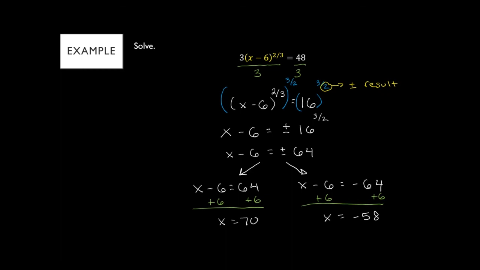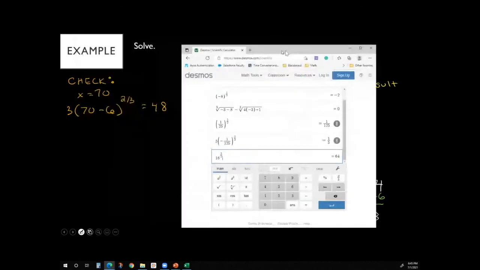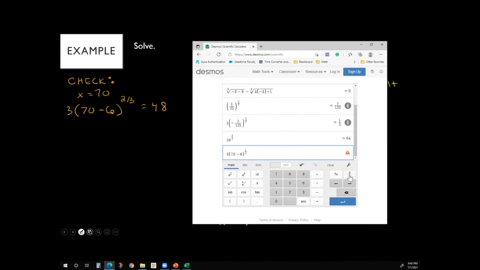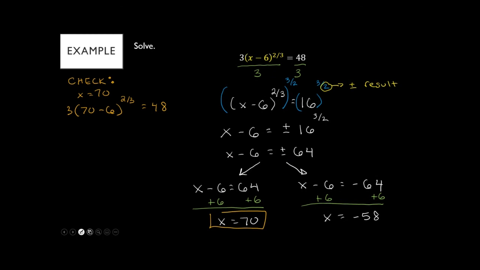And now we need to check both of these answers to make sure they work in the original problem. Sometimes what I will do when I write my check is I'll first write down what the x value was that I plugged in, just as a reminder. And so I'm going to put the left side into Desmos and then see if that comes out to 48, because that's more math than I really want to bother doing. We just want to make sure that this works. So I have to have my 3 parentheses 70 minus 6 close parenthesis exponent fraction 2/3. Okay, 48, good. So I know that that is for sure one of our answers.